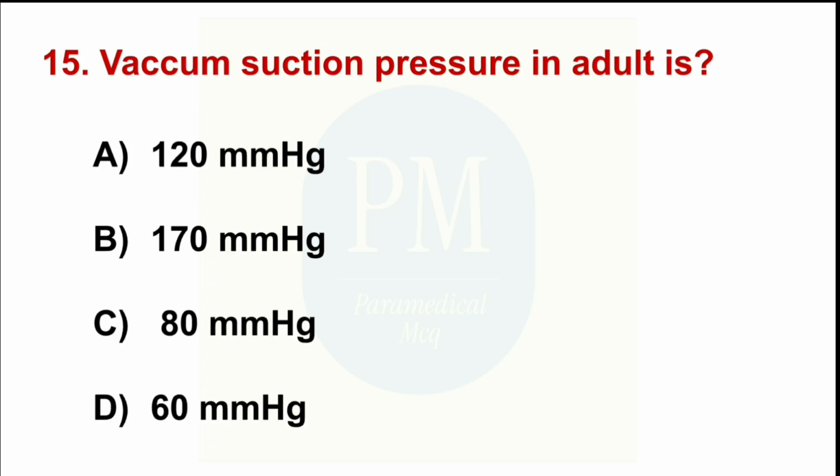Vacuum suction pressure in adult is option A, 120 mmHg. Option B, 170 mmHg. Option C, 80 mmHg. Option D, 60 mmHg. The correct option is option A, 120 mmHg.